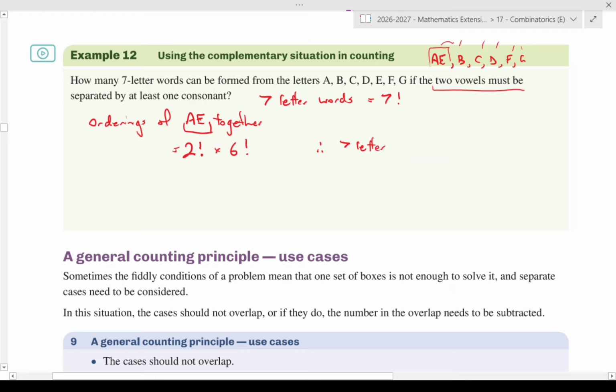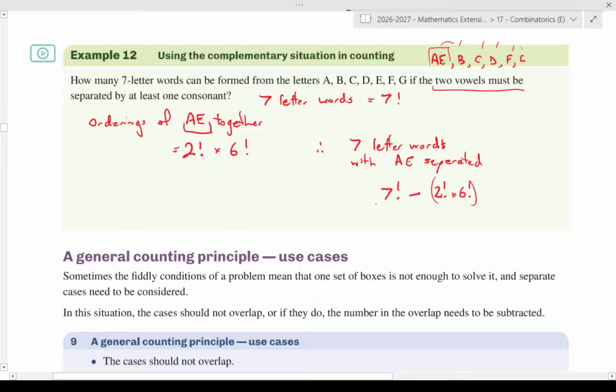7-letter, it's just from what the question is. So 7-letter words, I will write it down. Words with A, E separated. So we have the total number of words is 7 factorial, and we're going to subtract the ones where A and E are together. And so that would be 2 factorial times 6 factorial.